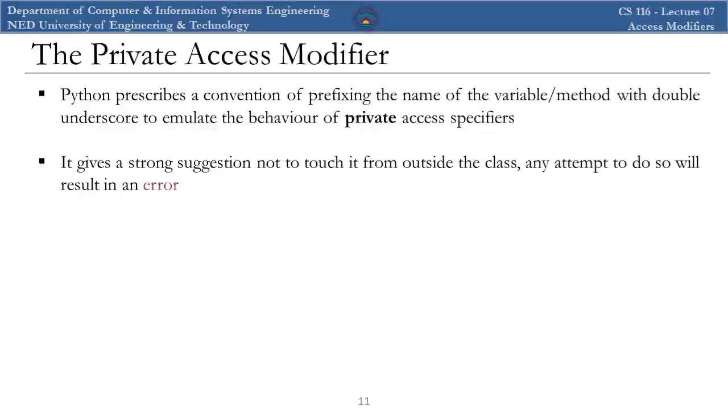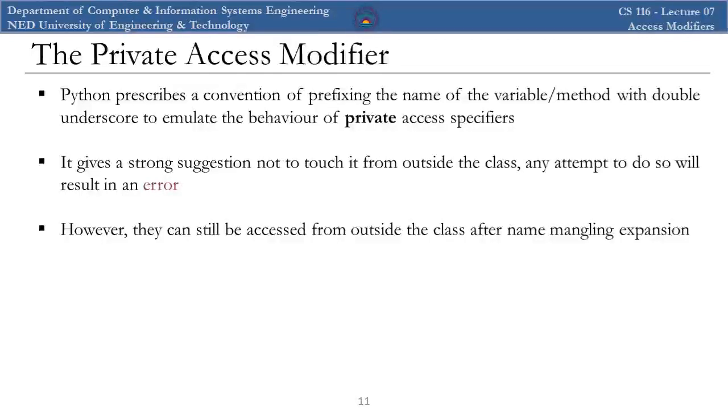But there is a cheat trick here. If the user of your class knows that expanded name, like how Python expands such names which start with a double underscore, then the user can access that. Otherwise, that variable name in its actual form cannot be accessed from the main program. So let me show you an example on this.